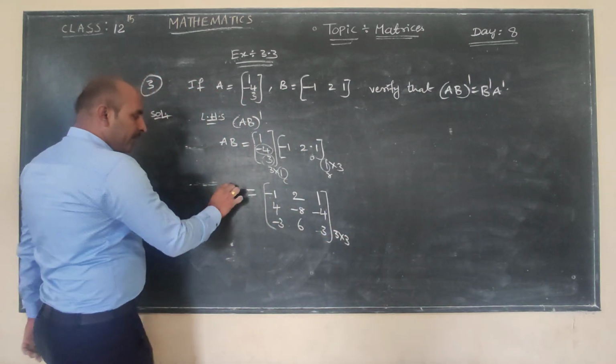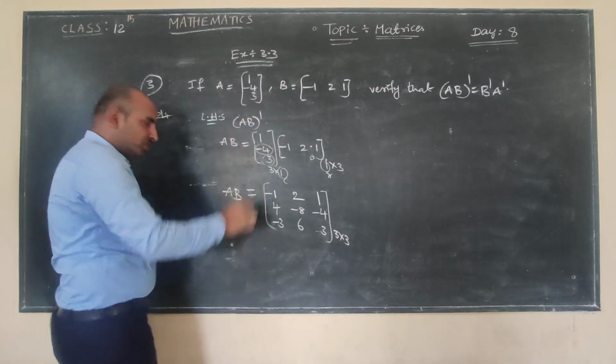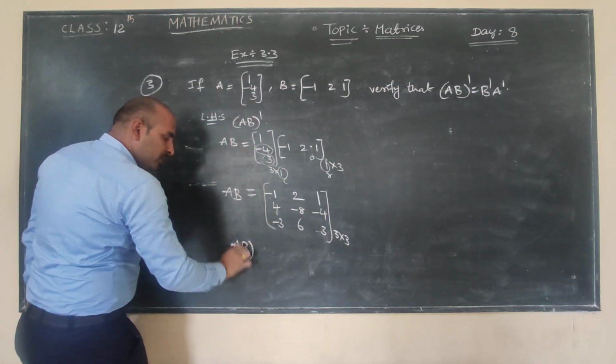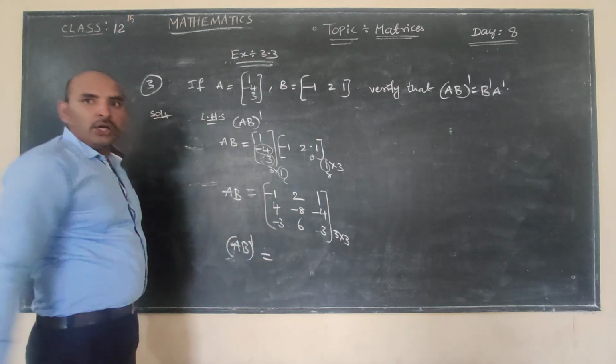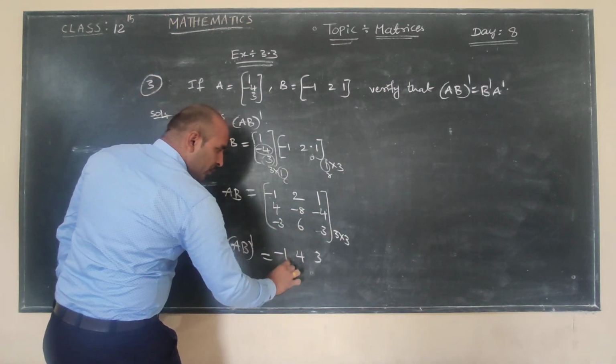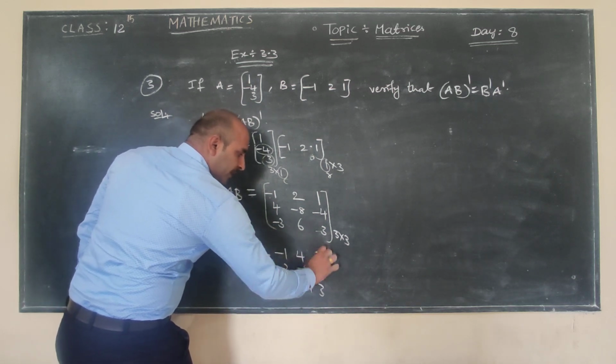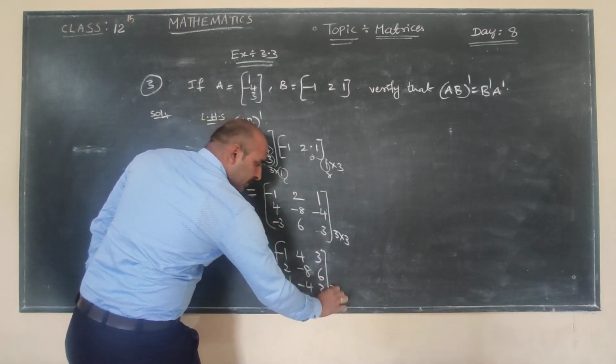This is AB. What we want on the left hand side is AB whole transpose. So AB whole transpose is obtained by interchanging the rows and columns: minus 1, 4, 3, 2, minus 8, 6, 1, minus 4, 3. This is also of order 3 cross 3.